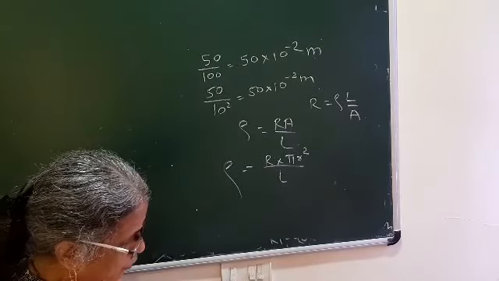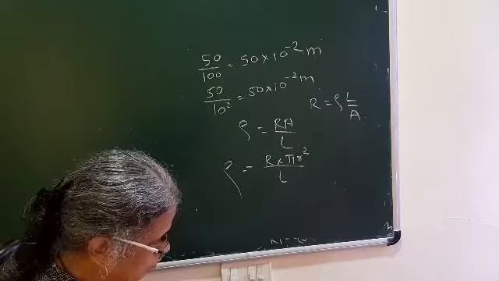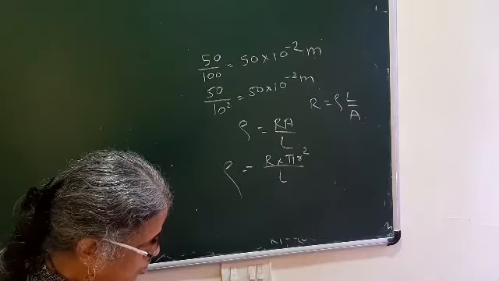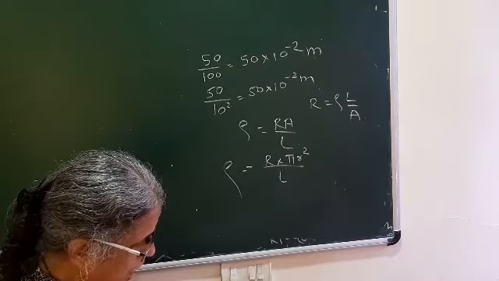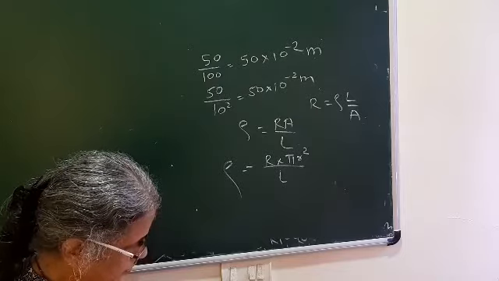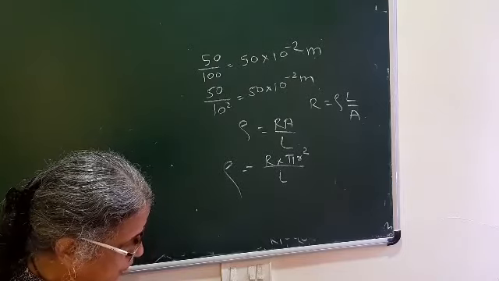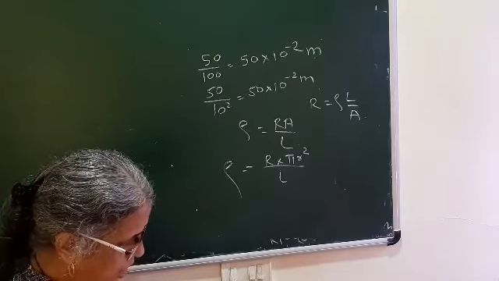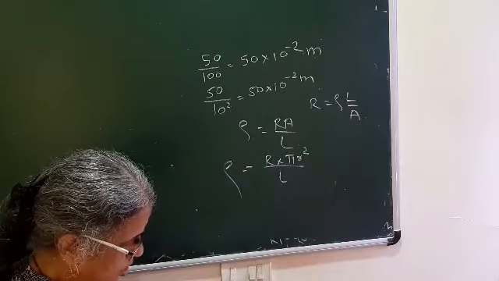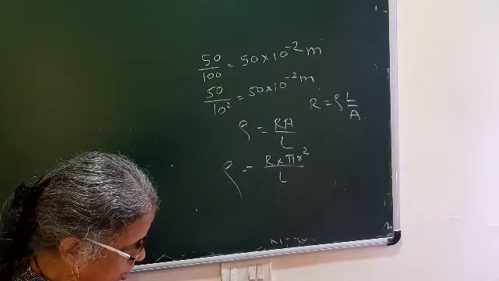Determine the current that will flow when the potential difference of 33 volt is applied between two ends. So V is given 33 volt, R is given 110 ohm. So first we are going to calculate I by Ohm's law, I equal to V upon R. So current flowing through the appliance is 0.3 amperes.